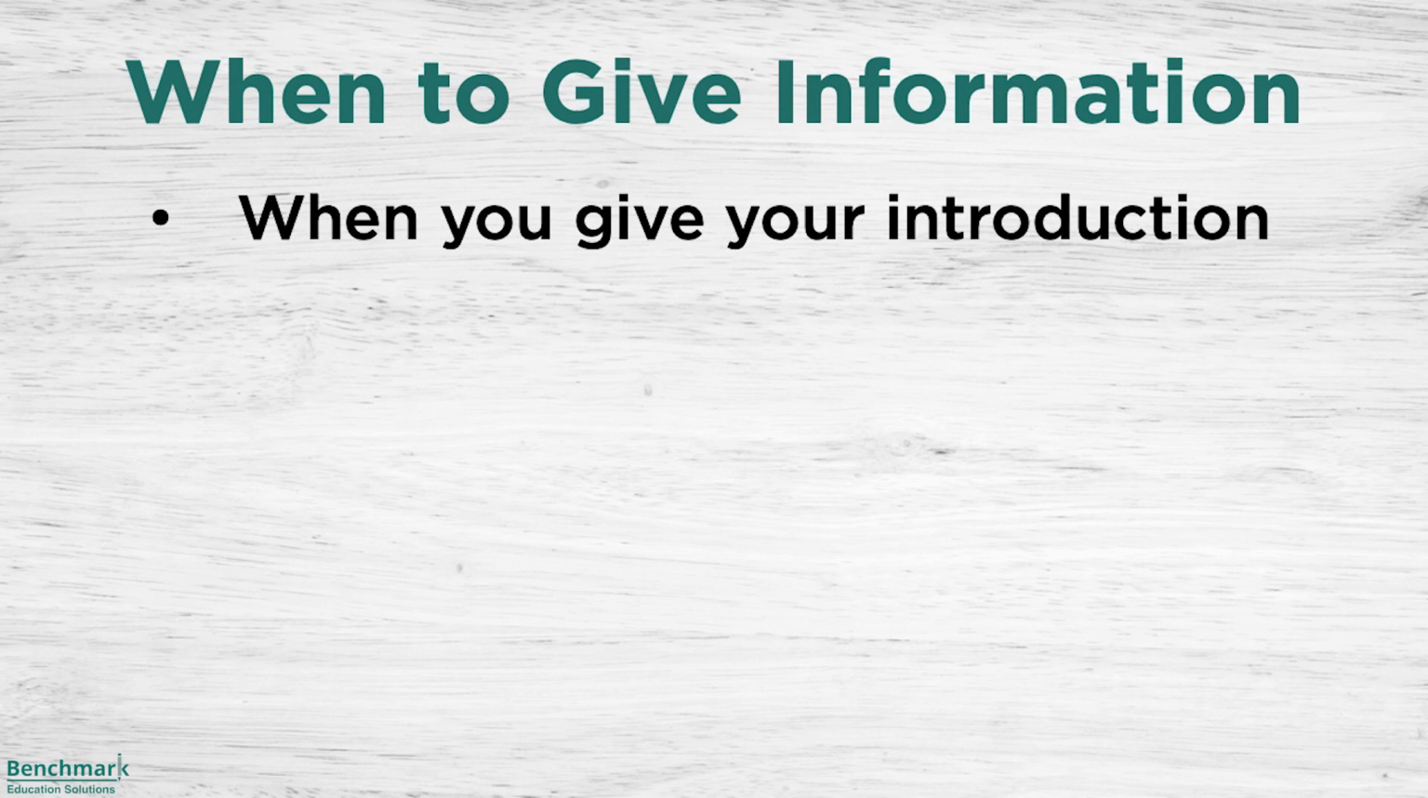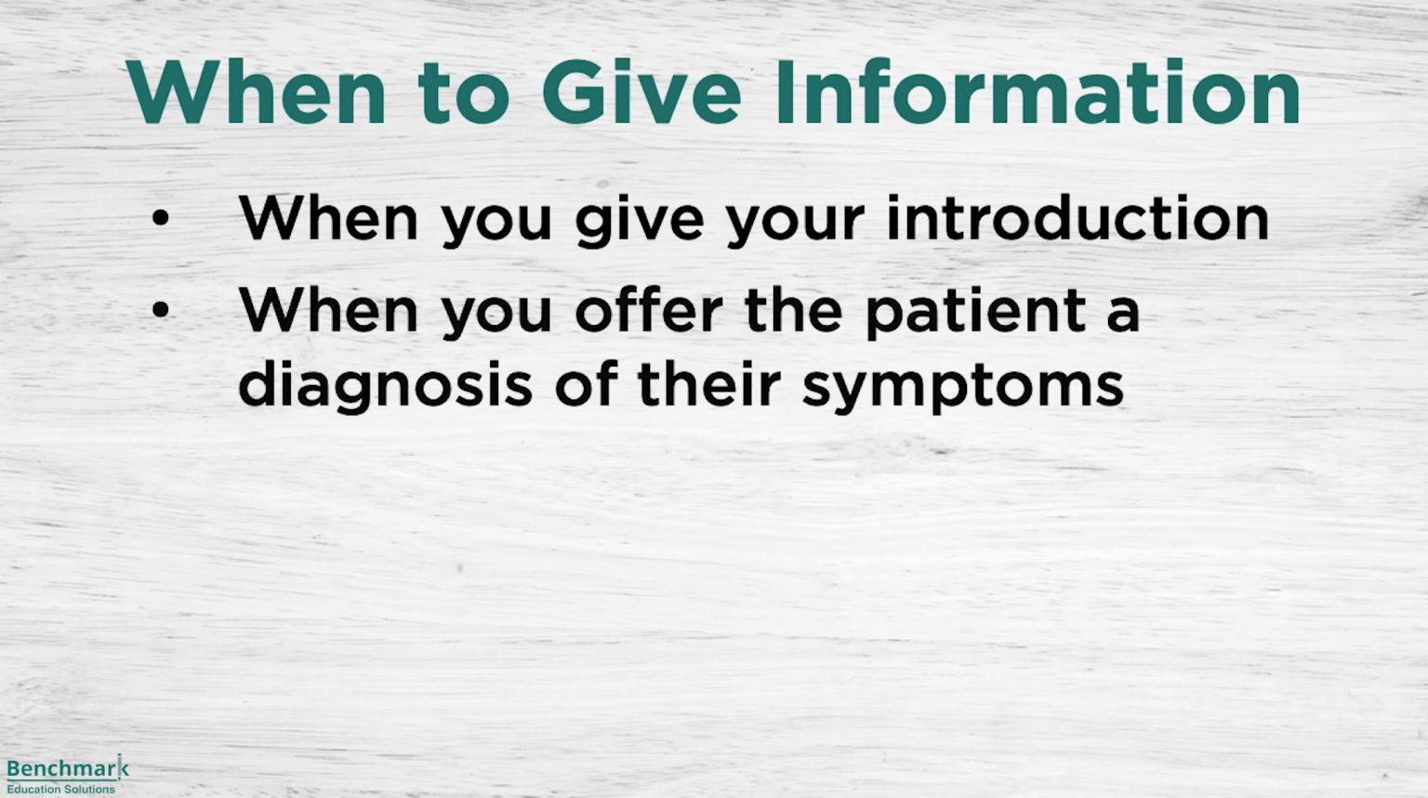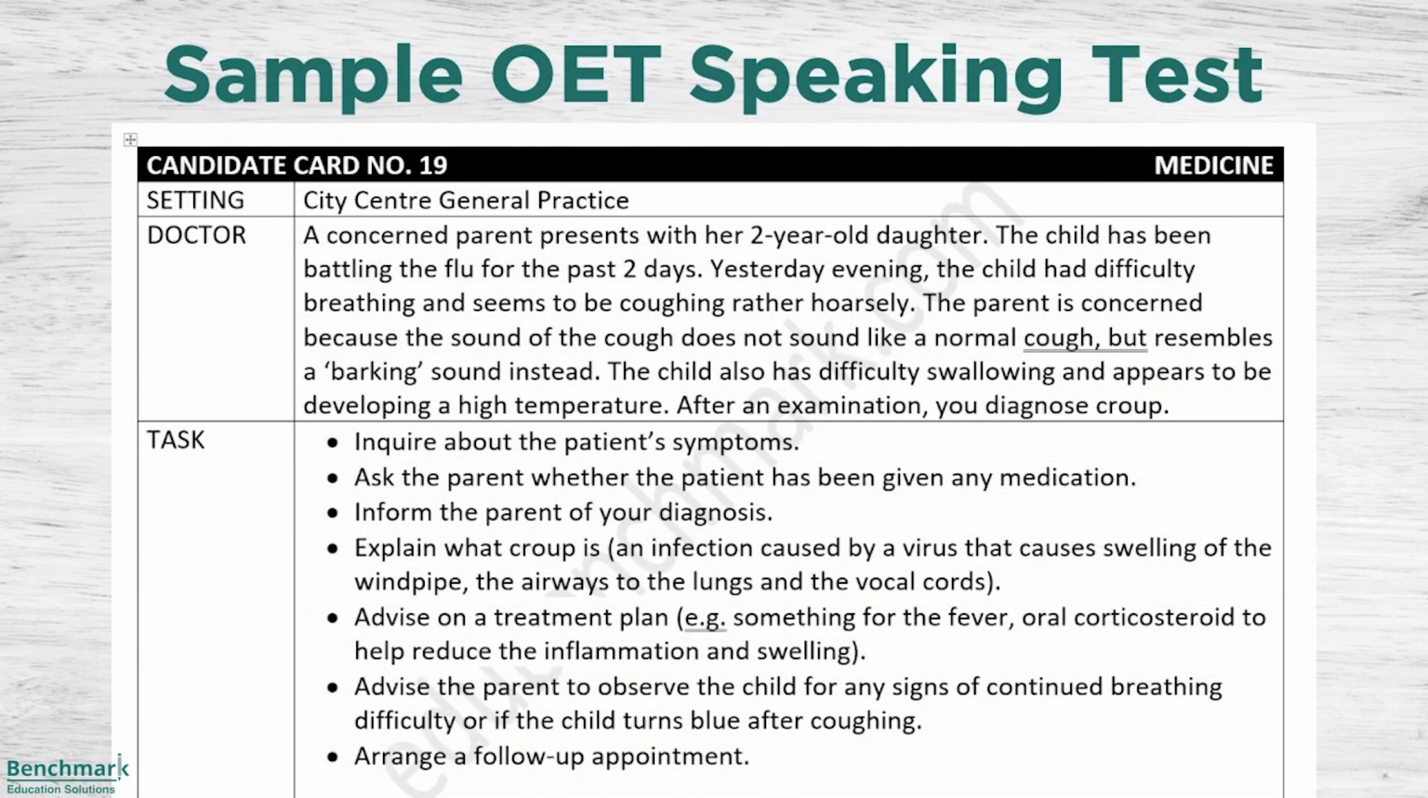Now, the second time when you might give information is when the patient has described their symptoms to you, you now offer a diagnosis. So you're giving information initially as a brief statement of the diagnosis. In this particular role-play card 19, it's the same one we've used on many videos before. In this case, you're giving the diagnosis of croup.